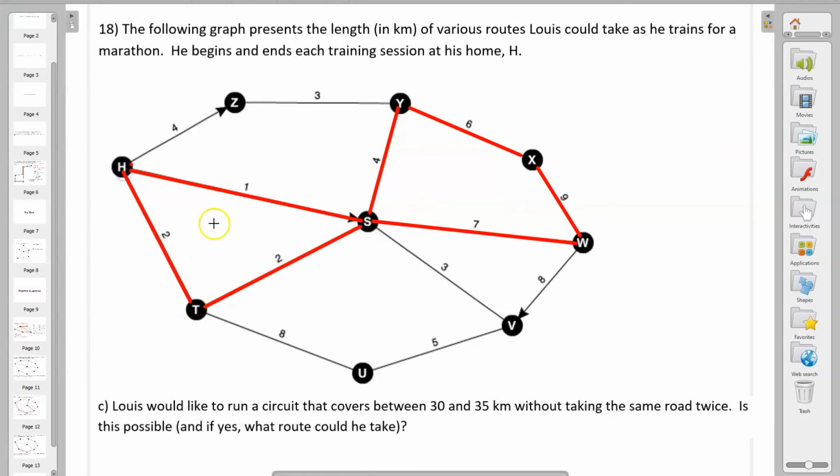Let's see what we ended up with. 1 plus 4 is 5, plus 6 is 11, plus 9 is 20, plus 7 is 27, plus 2 is 29, plus 2 is 31. That gives us a circuit that meets Louis' requirements.